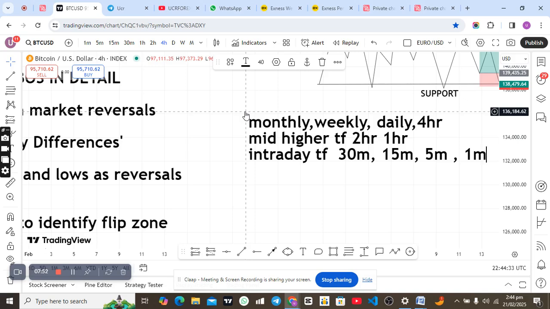Now remember what I said, that you don't go in for a buy or for a sell on higher time frames, but you just do your analysis. Then you will have to scale down to the mid time frames to refine those zones.